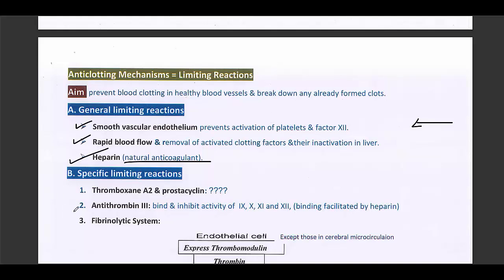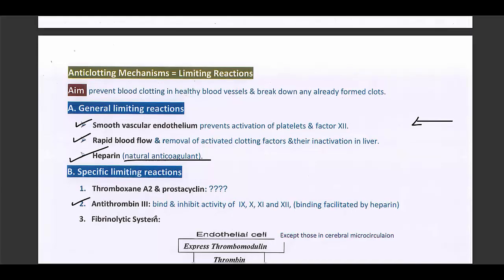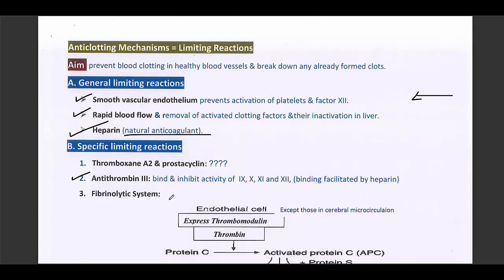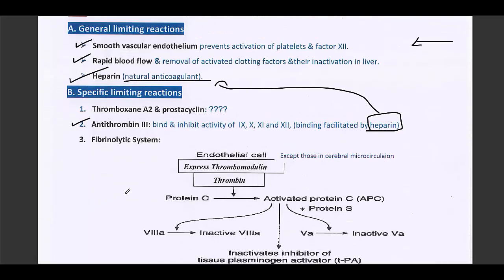Also antithrombin 3. Antithrombin, from its name, prevents thrombin. It binds and inhibits the activity of factors 9, 10, 11 and 12. The binding is facilitated by heparin. So we have to get back to heparin again. That makes us know that heparin is the main drug to prevent clot formation.